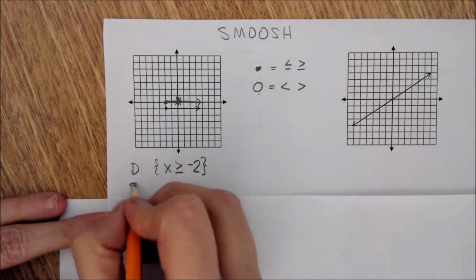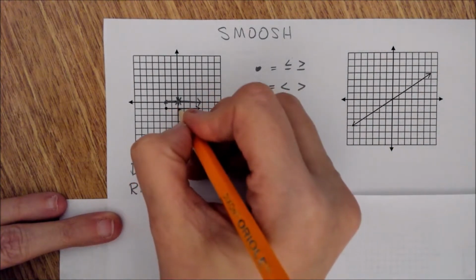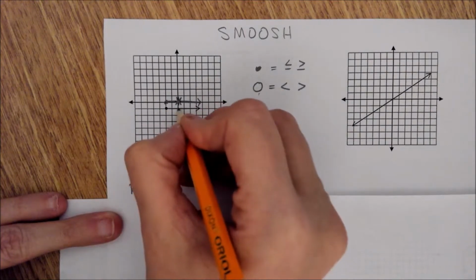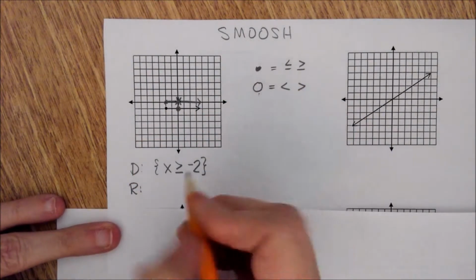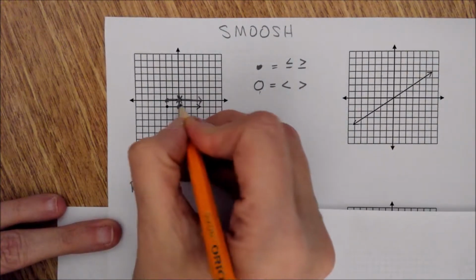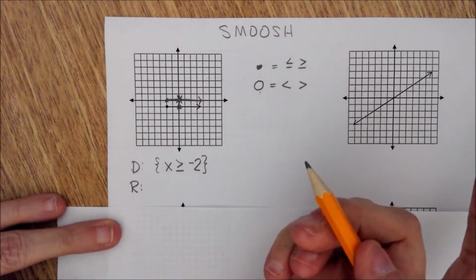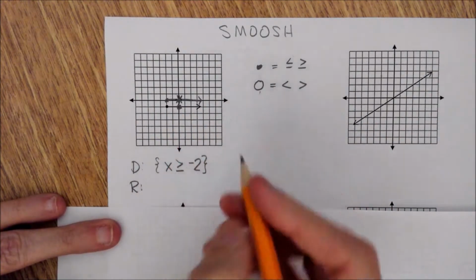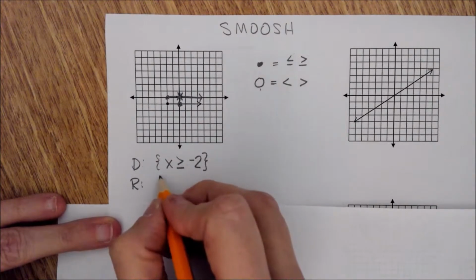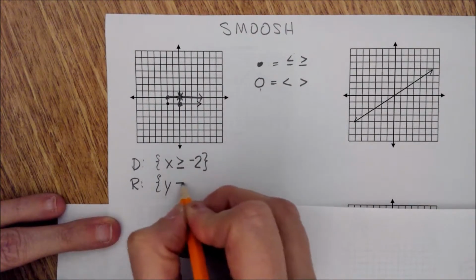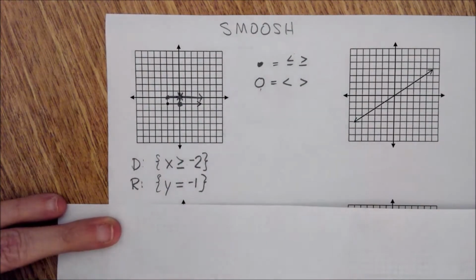Okay. Now when I look at the range, I'm going to do the same thing on this one. I'm going to smoosh the range. Now I only actually see values going along this one point. And that one point, even though I have a dot here and an arrow there, the arrow goes nowhere. It doesn't go up or down. It only goes side to side. So my y value is y is equal to -1.